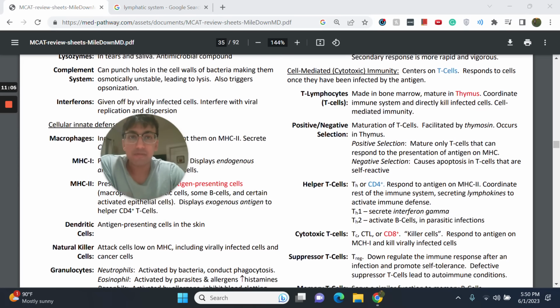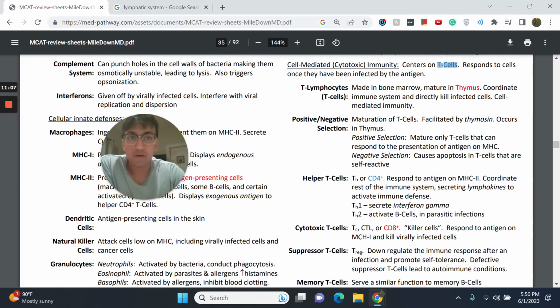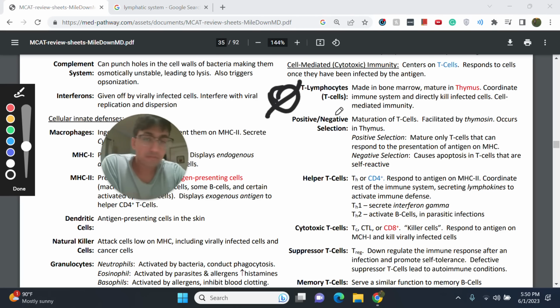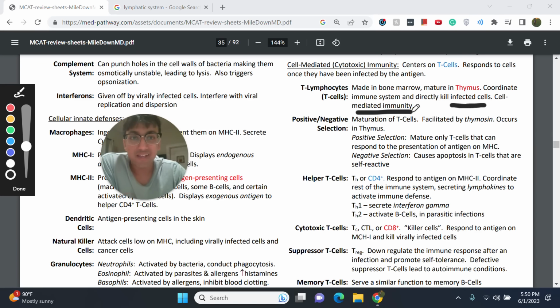Okay, cell-mediated immunity is on T cells, and cell-mediated immunity is the response to cells once they've already been infected by the antigen. So once a cell has been invaded by the antigen, the virus or the bacteria, you want this cytotoxic immunity, which will basically kill that cell because that cell's been infected, right? T lymphocytes are made in the bone marrow. They mature in the thymus, and they coordinate the immune system and directly kill the infected cells. This is called cell-mediated immunity.